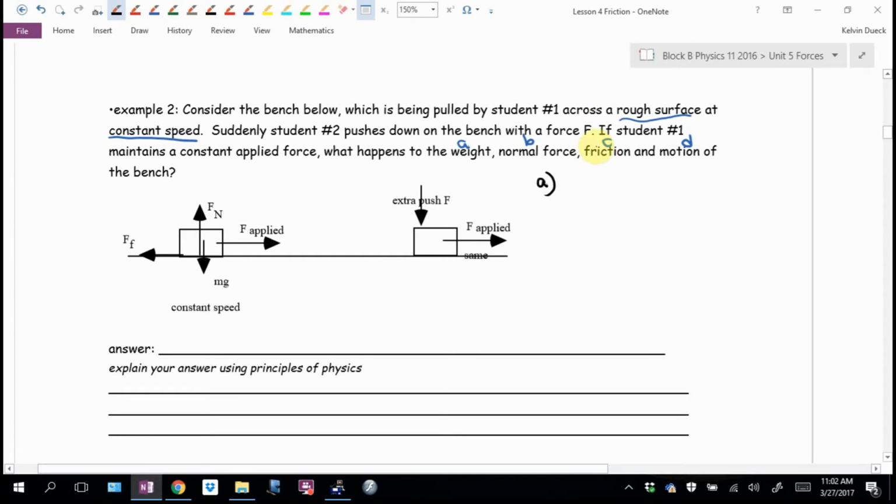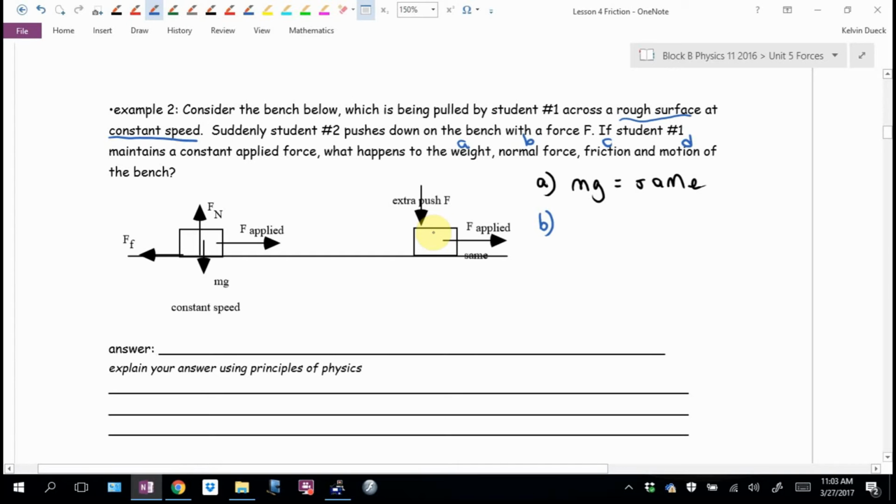So I'm going to say this. mg is the same. And this is why, Zach, when you said, yeah, it's tougher to push heavier objects, I had to say, but we have to somehow explain why it's easier when you lift up. What happened to the normal force?